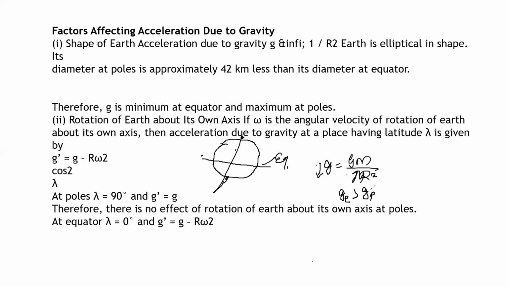Okay, next point. Rotation of the earth about its own axis. If omega is the angular velocity of rotation of the earth about its own axis, then acceleration due to gravity at a place having latitude lambda is given by, so direct expression you have, just see the expression. That is G dash is equal to G minus R into omega square.